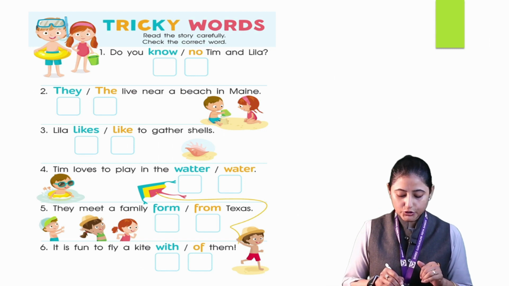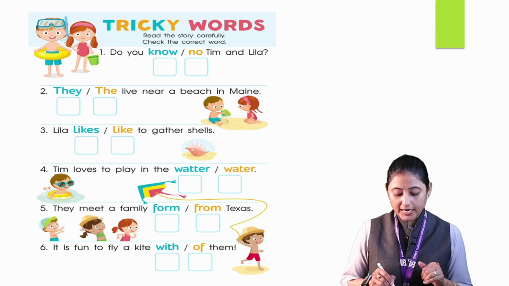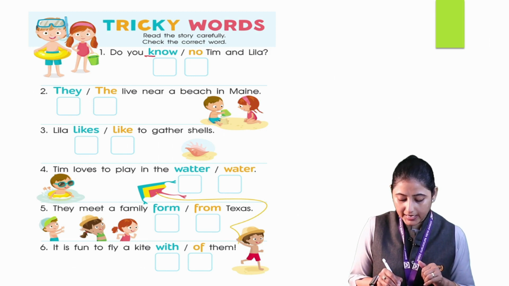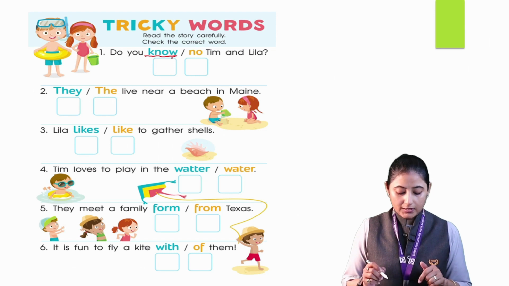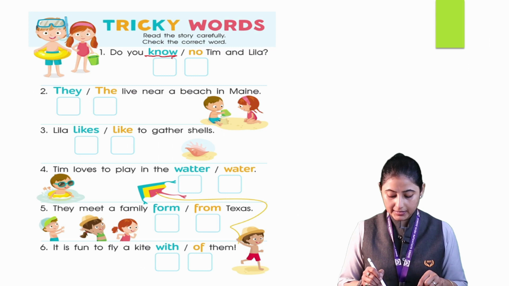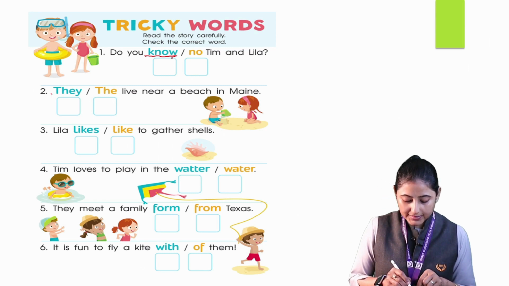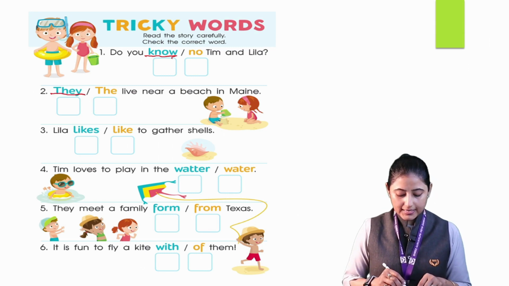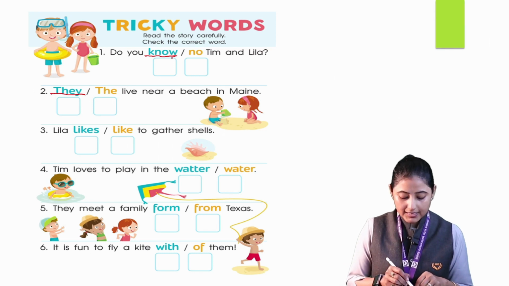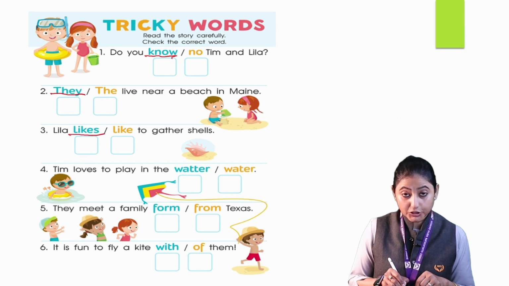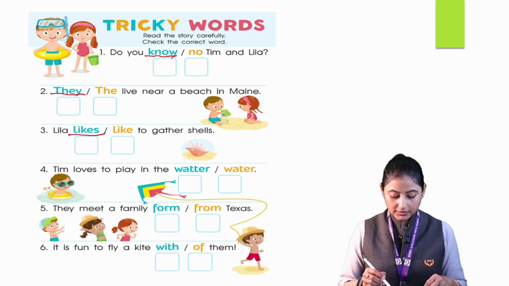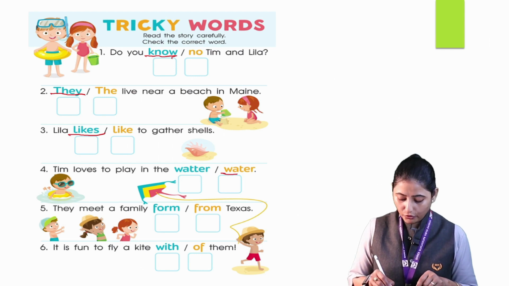Just for example, do you know or no know Tim and Leela. So here the tricky word will be K-N-O-W, know. They live near a beach in Maine. Here the word will be they. Leela likes to gather shells. Here, Leela likes to gather shells. Tim loves to play in the water. Tim loves to play in the water.